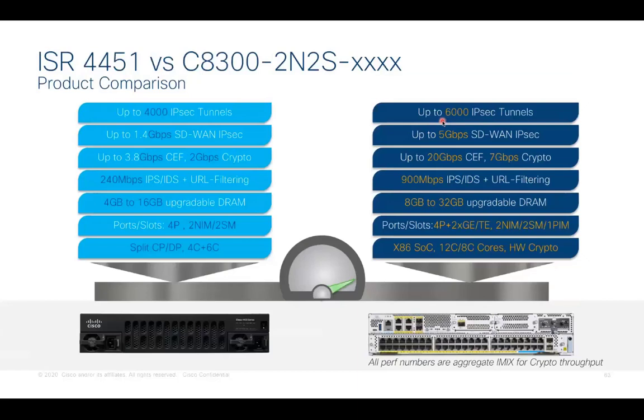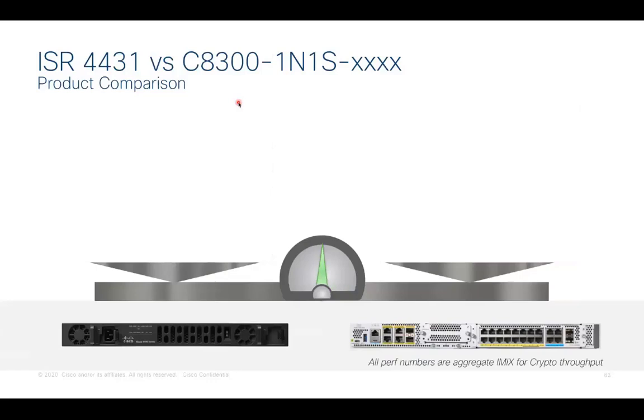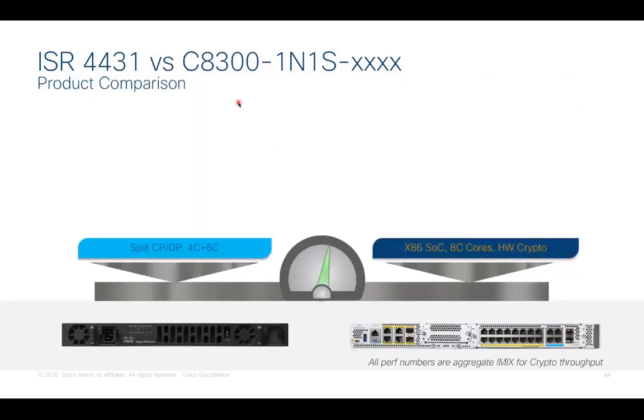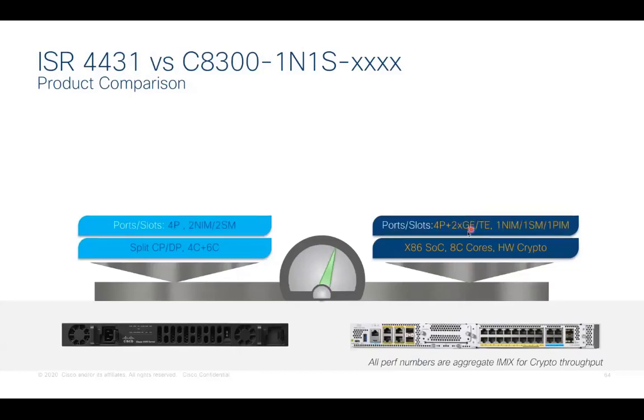Biggest plus point being the tunnel scale that goes up to 6,000 IPsec tunnels versus 4,000 IPsec tunnels in ISR 4451. So when we weigh ISR 4431 on the left against 8300 1RU platforms, the 8300 1RU platforms comes with 8 cores CPU with hardware crypto assist, and additional 2 gig or 10 gig ports availability on the front panel with an additional 1 dedicated PIM slot.